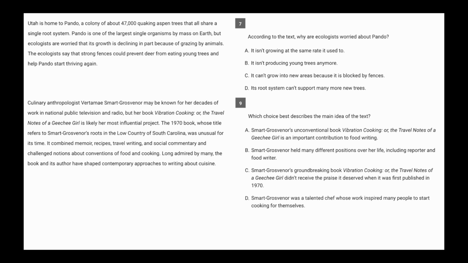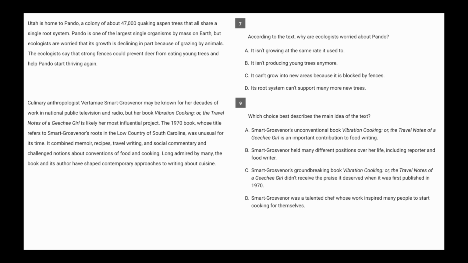But let's see. Or the travel notes of Gichiko didn't receive the praise it deserved. Now, ask yourself, did you see in the passage anything about it not receiving the praise it deserved? No, nothing like that. It is like defying the passage. It's saying the opposite of what's being said in the passage. The passage says that it's long admired by many. There's nothing about it not receiving the praise it deserved. So we can eliminate C.